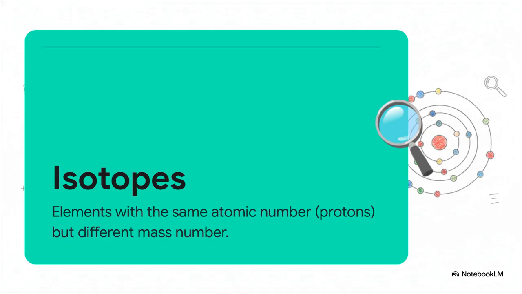Enter isotopes. These are versions of the exact same element, meaning they have the exact same number of protons, but they have a different number of neutrons, which changes their overall weight. Hydrogen, for example, has 3 isotopes: protium, deuterium, and tritium. Carbon has carbon-12 and the heavier carbon-14. Chemically, they act identically, but physically they are different, which is exactly why some isotopes are incredibly useful in things like nuclear reactors or medical treatments.